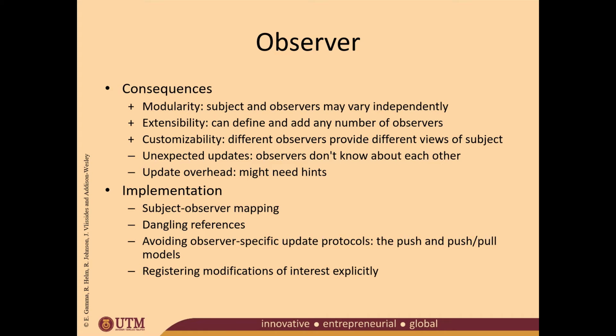Next, the implementation of the Observer. It follows the subject-observer mapping, dangling references, avoiding observer-specific update protocols, and the push and pull models. Based on the example that I provided later on, if you want to know that something's updated, you actually request it. That's what we call the pull. But this one is much more on the push: when something's updated, you directly update others automatically, so it's considered a push model. And also registering modifications of interest explicitly.